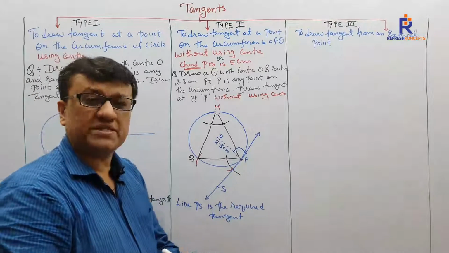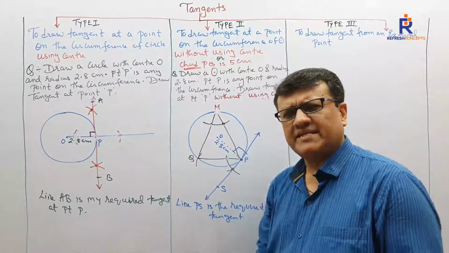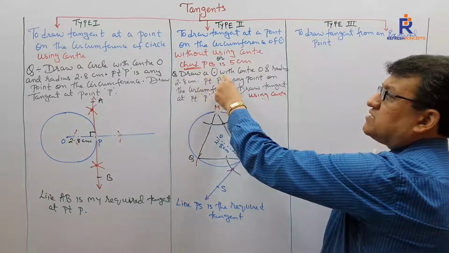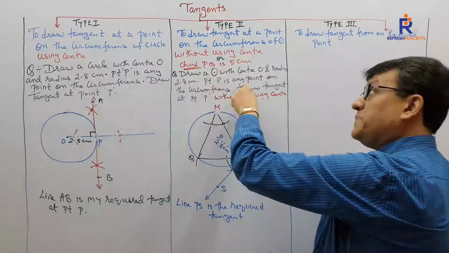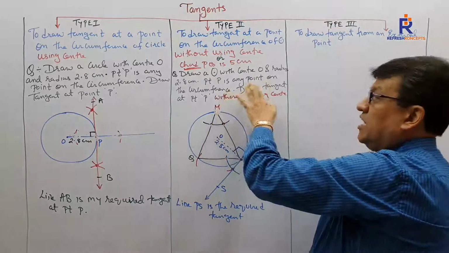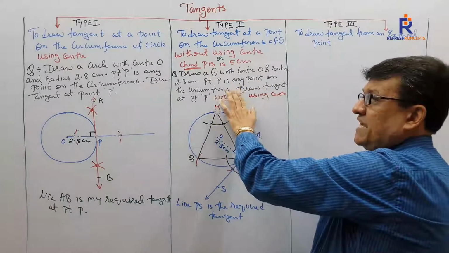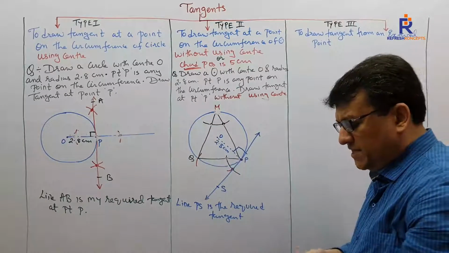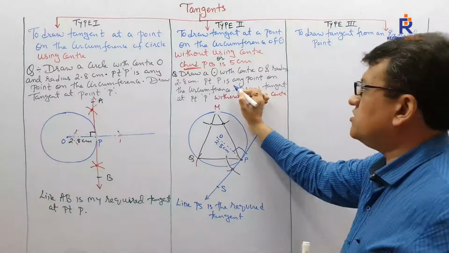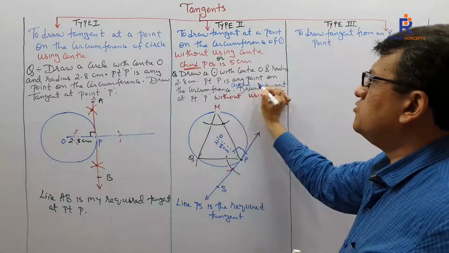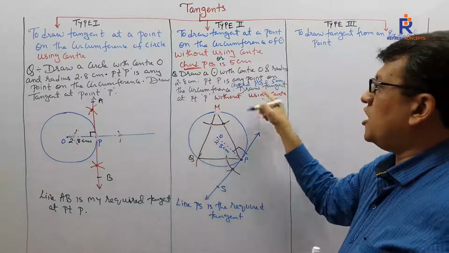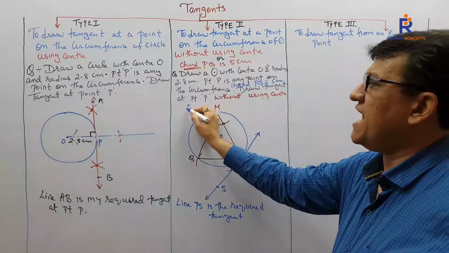Now let's change the question slightly. Draw a circle with center O, radius 2.8. Point P is any point on the circumference of the circle. Right? Stop. Draw tangent at P, no. Then they will say chord. So let me write down the other question, with a blue marker. Chord PQ is 5 centimeter. Draw tangents at P and Q.